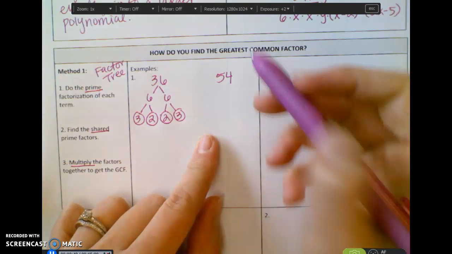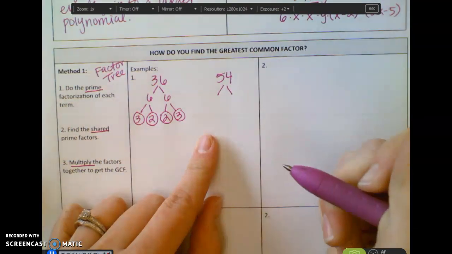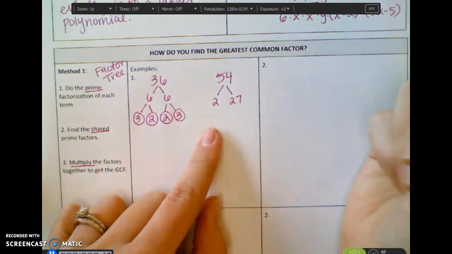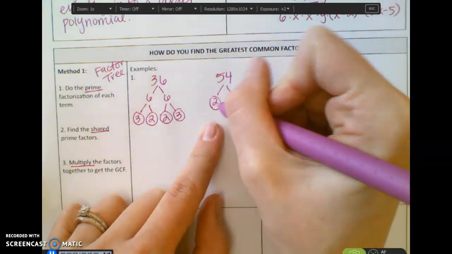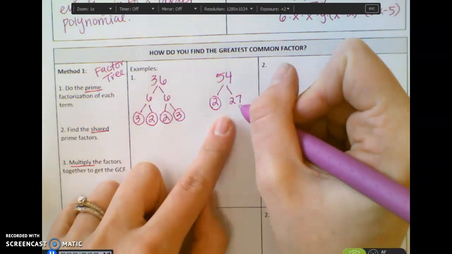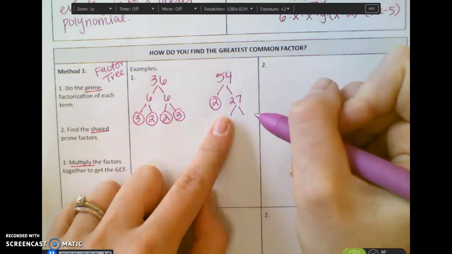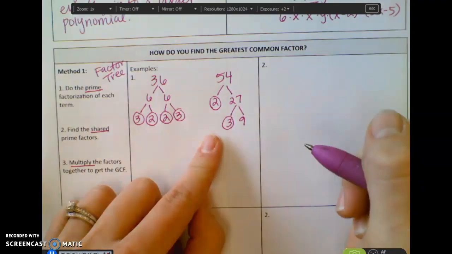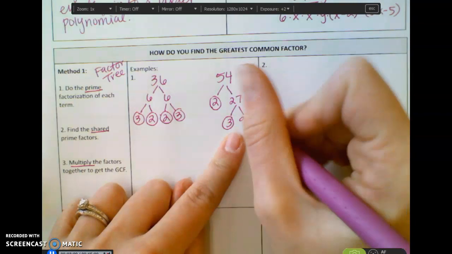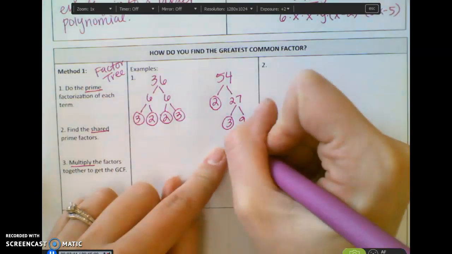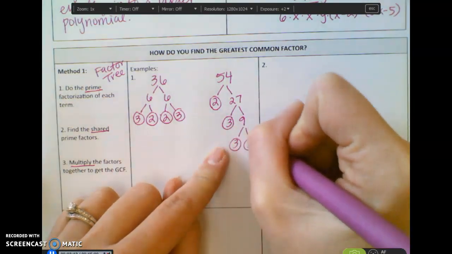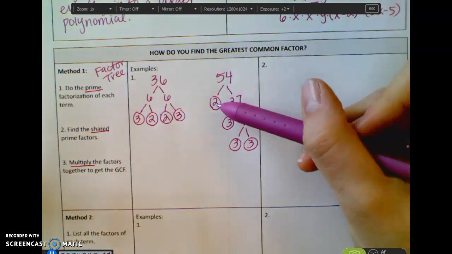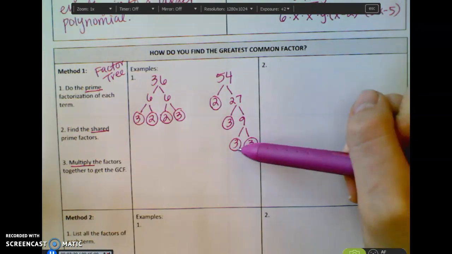Now the factor tree of 54. What can I multiply to get 54? One option is 2 and 27. Well, 2, that's a prime number. We can't break that down anymore. But what about 27? What can I multiply to get 27? That's going to be 3 and 9. 3 is prime, so we'll circle it. Is 9 prime? No, it's not. What can I multiply to get 9? That's going to be 3 and 3, which are both prime. So we circle them. Now that all of the ones at the end are circled, we know we're finished.